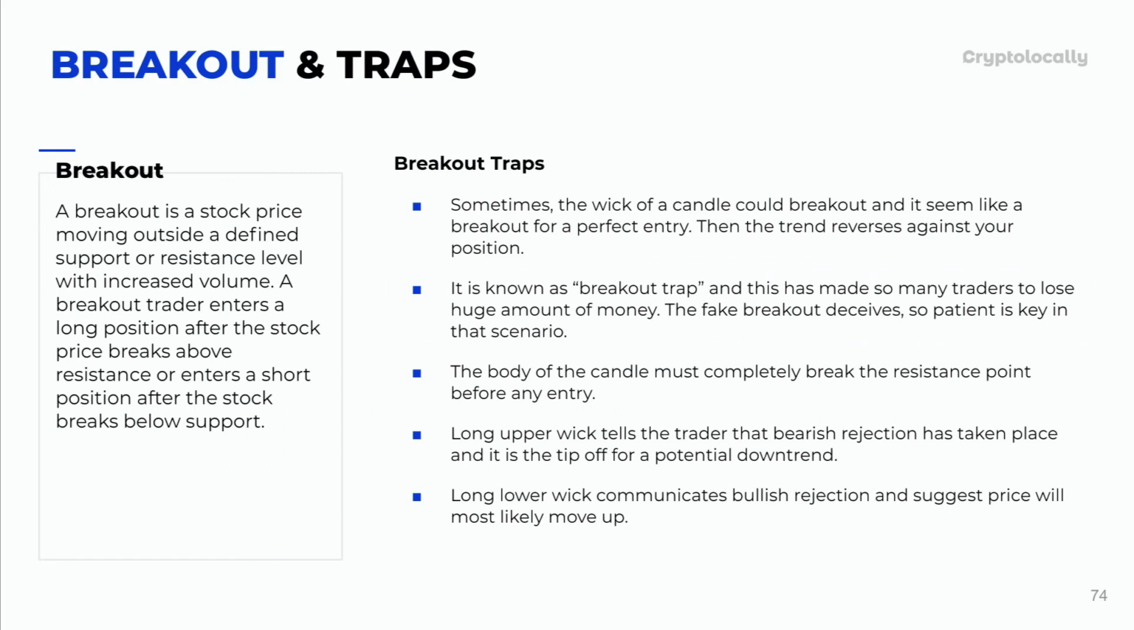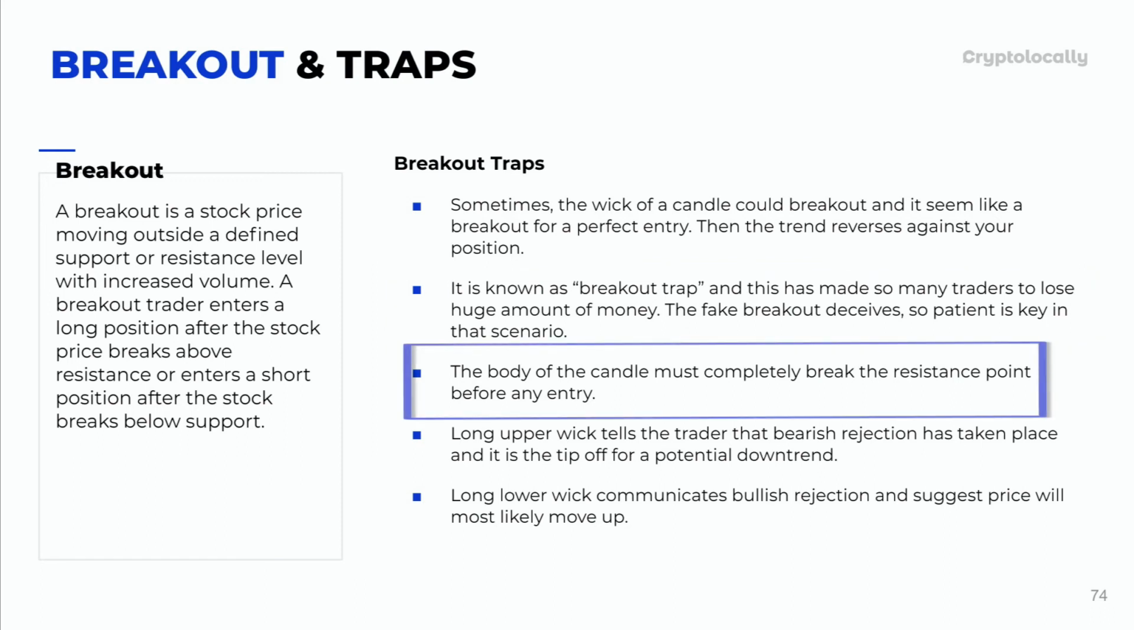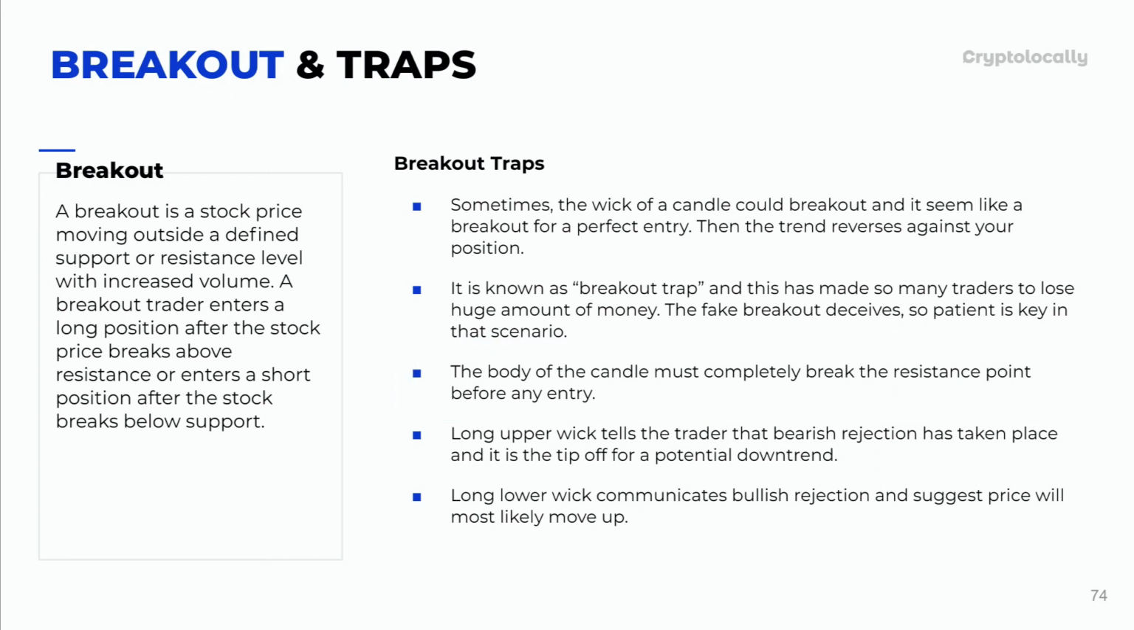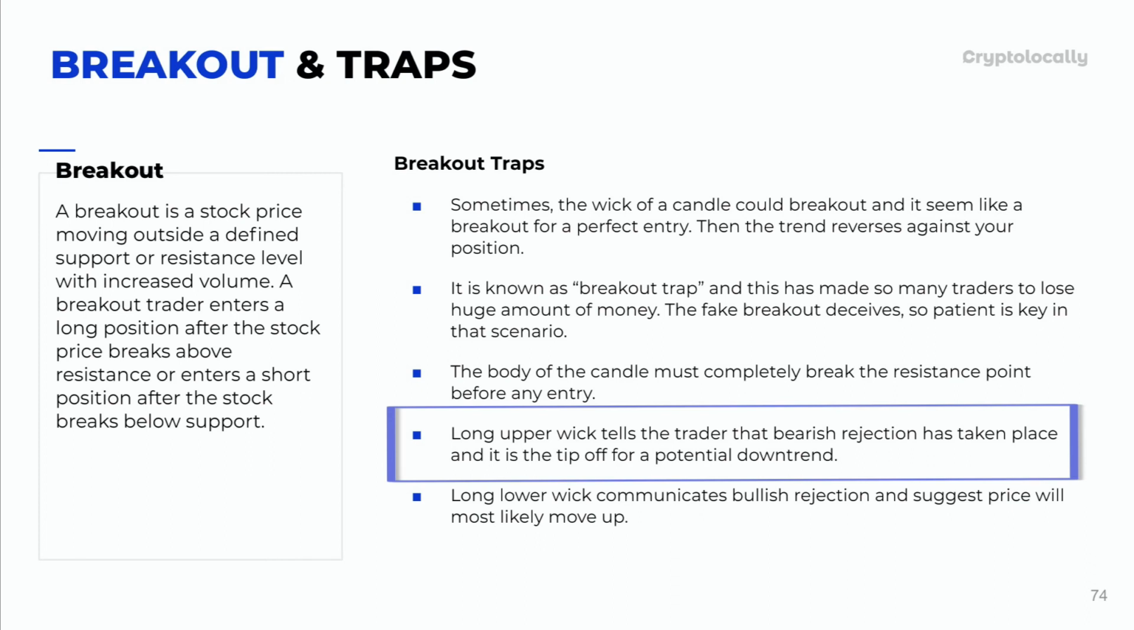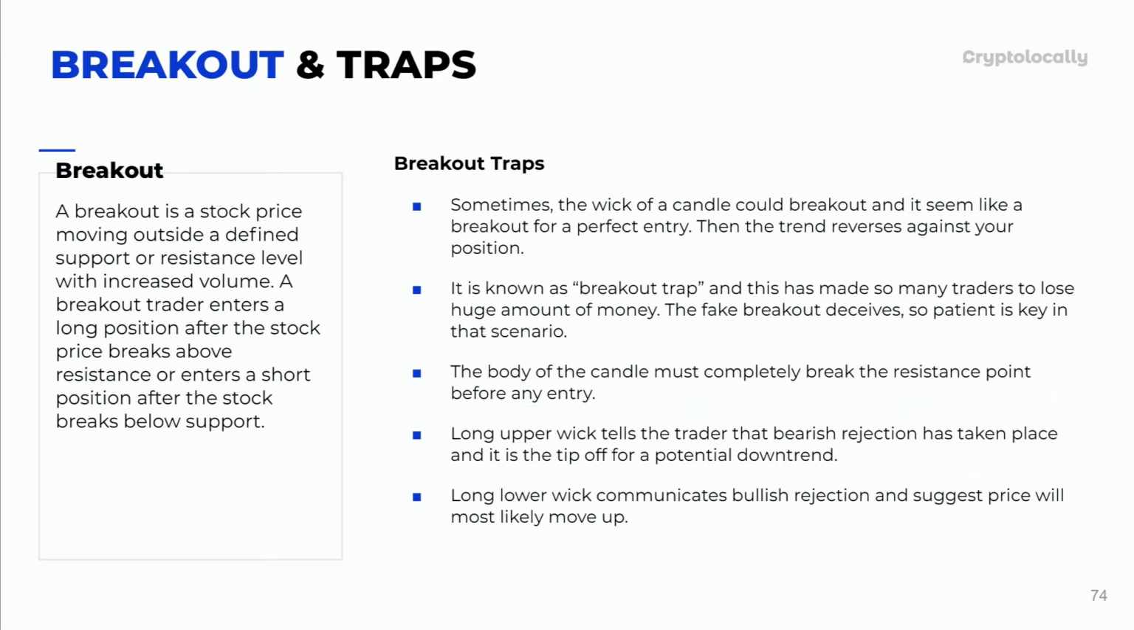So the third one is the body of the candle must completely break the resistance before any entry. Remember, the body of the candle must break that resistance or support before you enter any trade, before you think of it as a breakout. The long upper wick tells a trader that there's a bearish rejection. And what do I mean by bearish rejection? It means price was supposed to go up, but the sellers entered the market and started selling, so price started dropping. So that is what is called a bearish rejection.